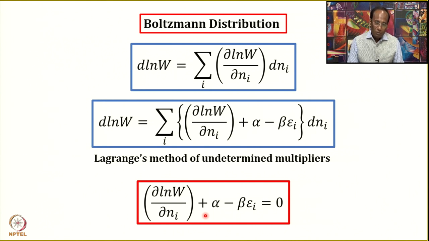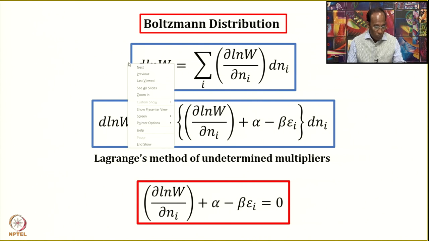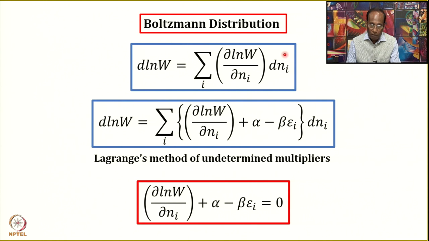So the equations that we are going to derive now are number 1, D log W, to be written in the form of partial derivative, and then we will introduce some constants alpha and beta to transform D log W into another equation where we can set these two, either dni equal to 0 or this bracketed expression equal to 0 if we set d log W equal to 0. And we are also going to use Lagrange's method of undetermined multipliers, and eventually we will come up with this expression. And let us now go step by step in deriving these equations.